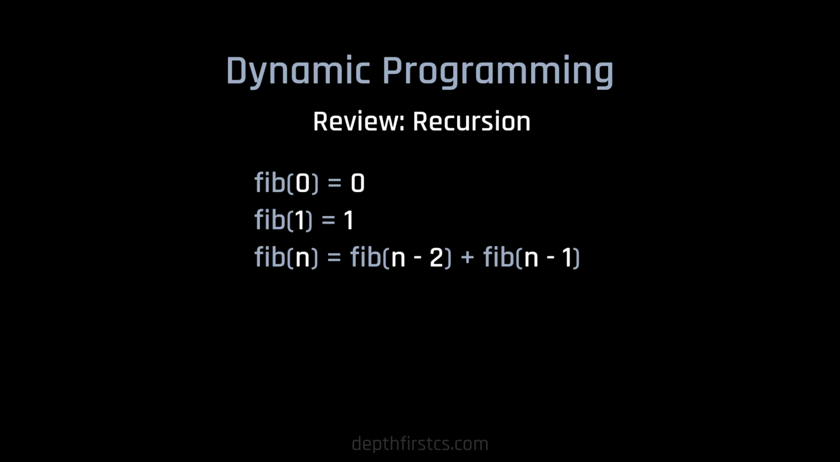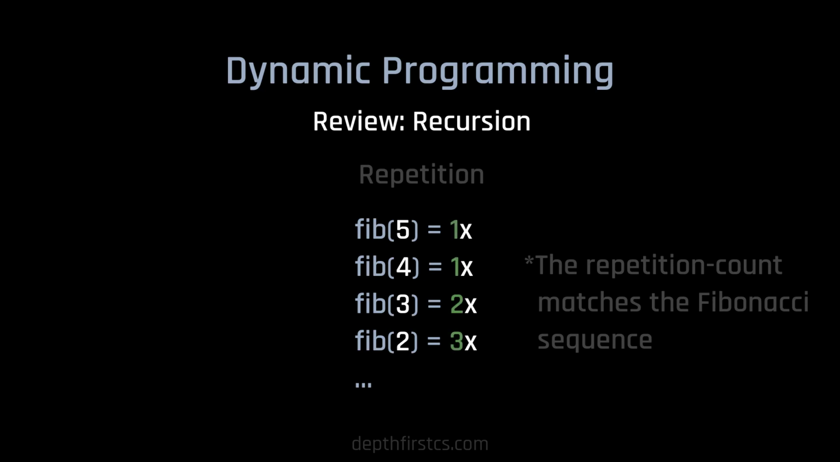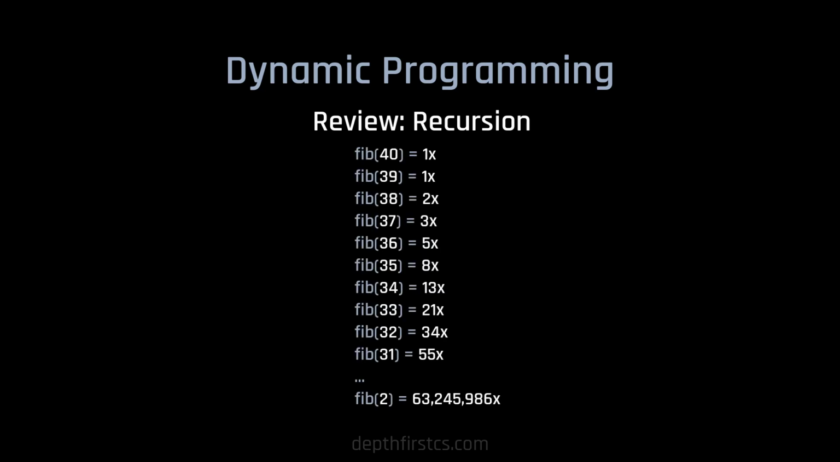The recurrence looks like this. As an aside, there also happens to be an interesting pattern developing in the count totals. If we choose a larger n like 40, it becomes obvious that the repetition is increasing exponentially. In this case, we've resolved Fibonacci 2 nearly 64 million times, and we should only need to solve it once.